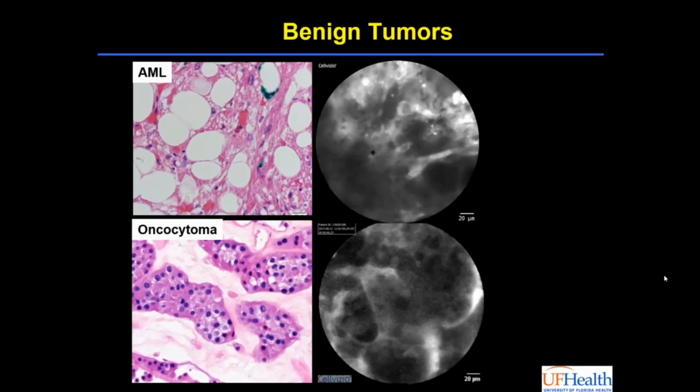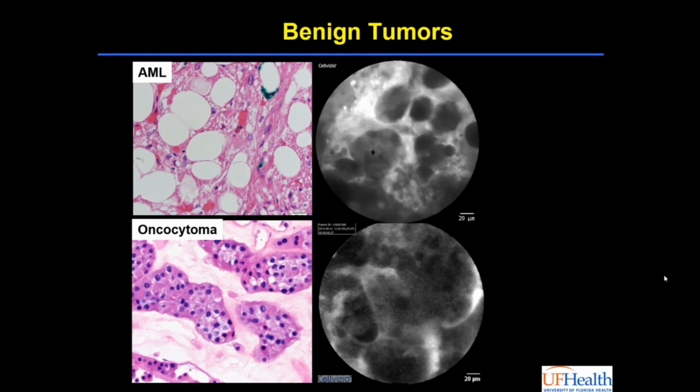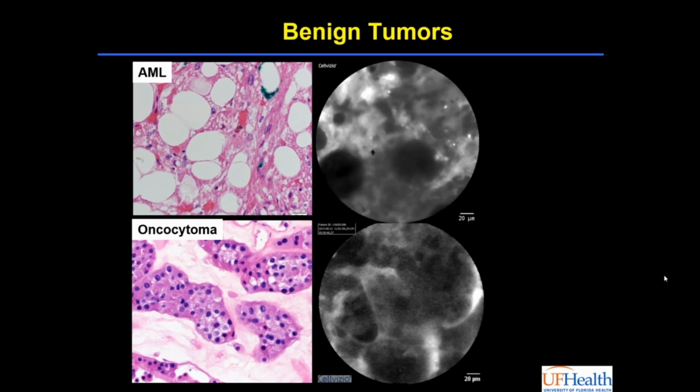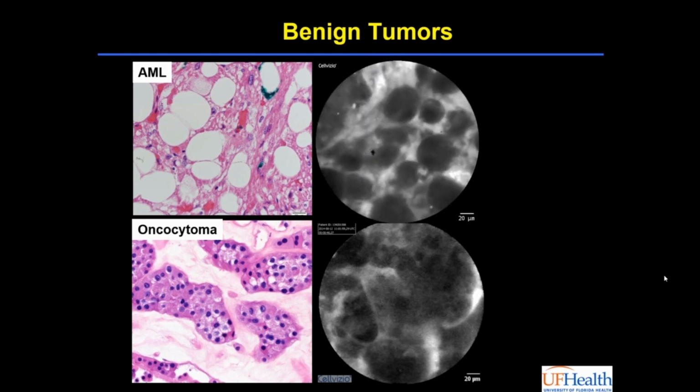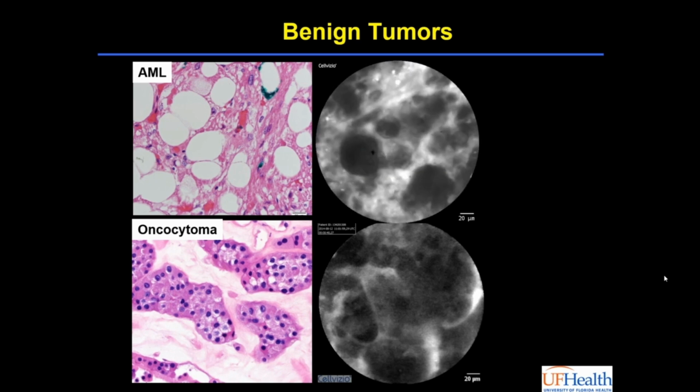Also, we looked at the benign tumors. On the top panel is a tumor called angiomyolipoma, and the lipoma content is these big fat globules you see in white on the histology, and they were staining very dark in the confocal image, because fluorescein does not penetrate into fat cells, and so you can see very similar architectural characteristics. In the oncocytoma, you can see the clustering of the cells that were very similar to what we see in the histology.